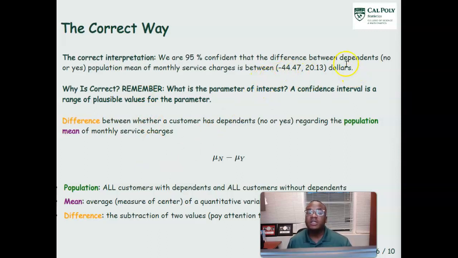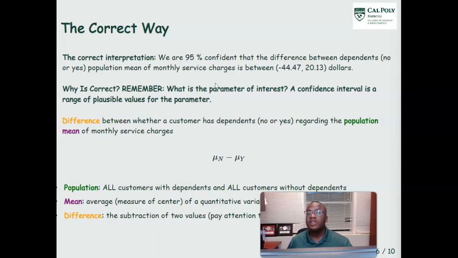The difference between the dependents, no minus yes, population means of monthly service charges is between negative $44.47 and $20.13. Okay, why is this correct? Because remember, the parameter of interest is regarding the difference. We're finding a range of plausible values for the difference, not of the particular charges.